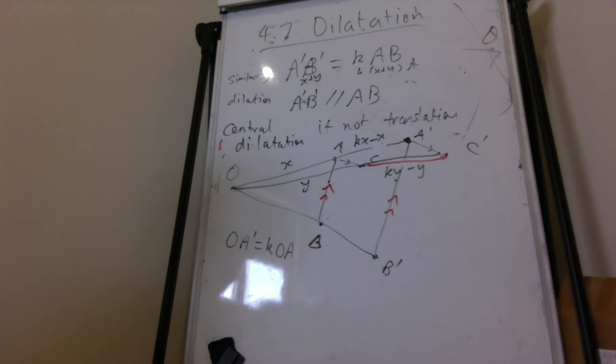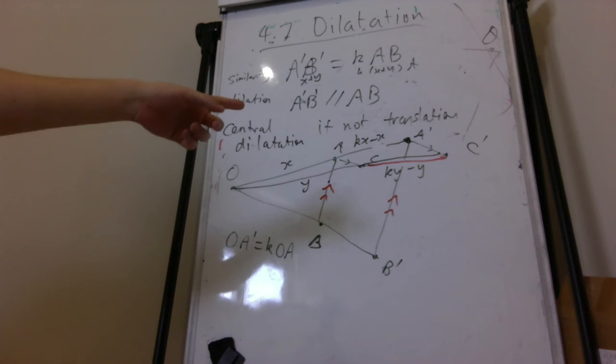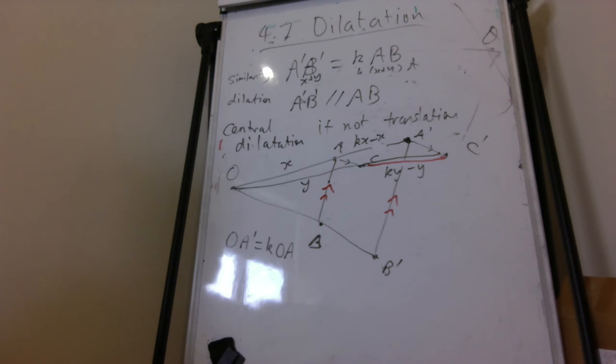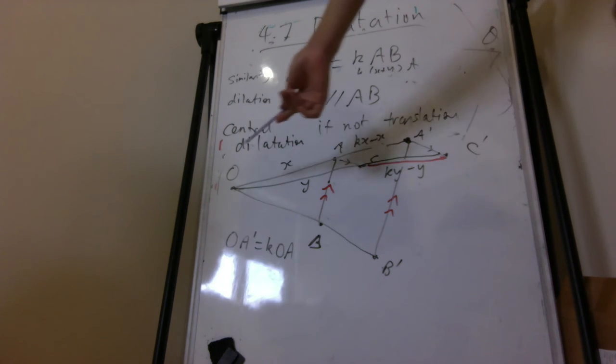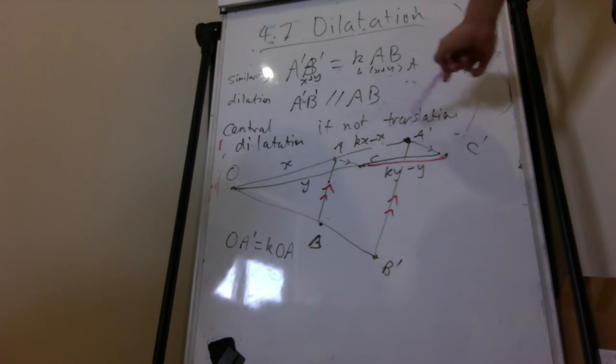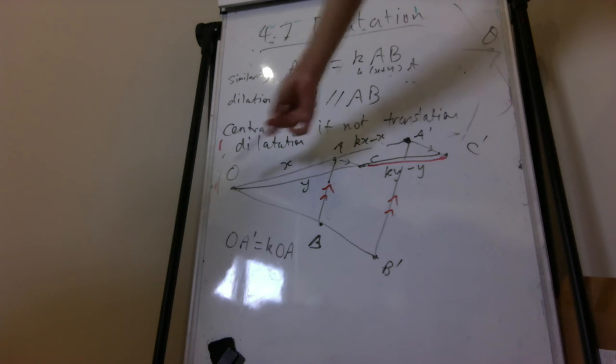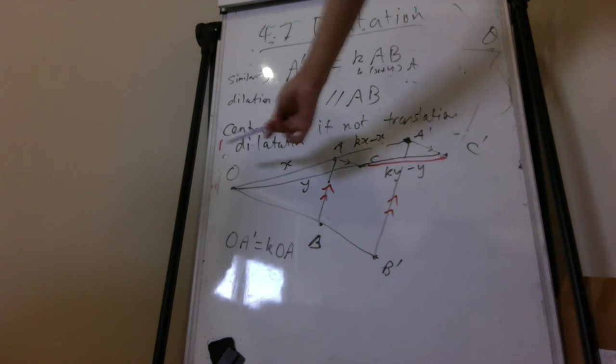But it's similar to OAC and OA prime. The new thing should be similar to. Yeah, but we do know the length of that has to be ky minus y, yeah? No, but, so like this triangle. This triangle is similar to this triangle, like this to that.